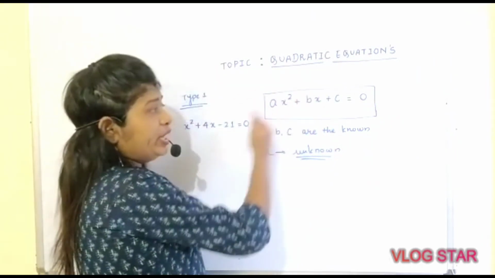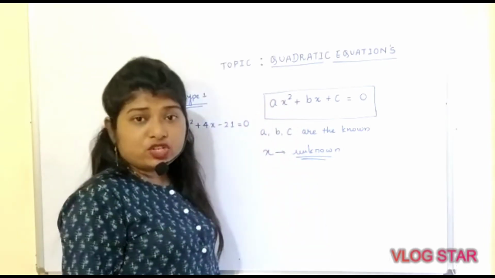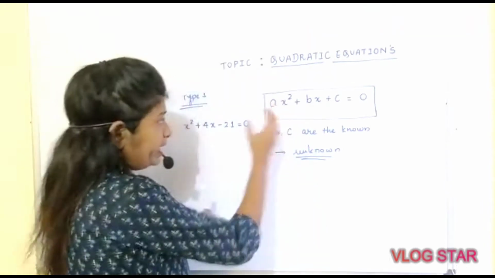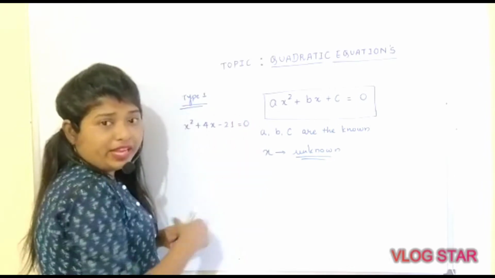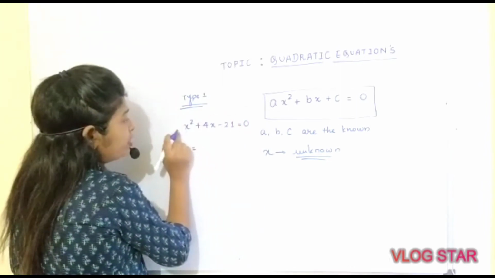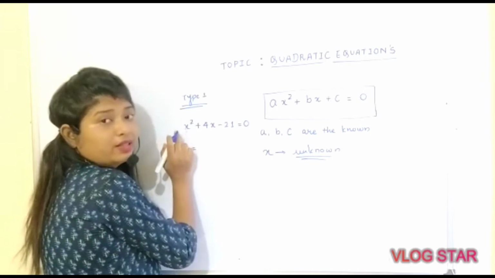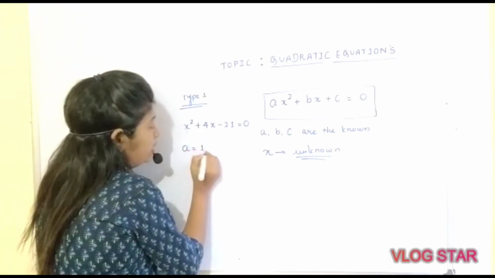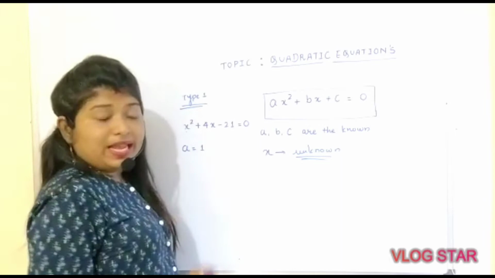If you equate with this particular equation, you will come to know. Can you tell me the value of a? If you check the coefficient of x² over here, the coefficient is 1. So a = 1.